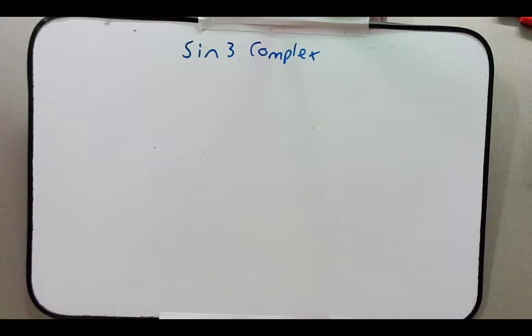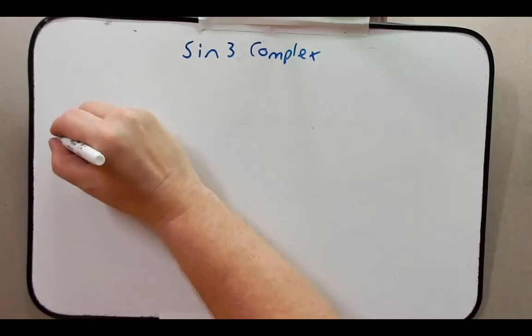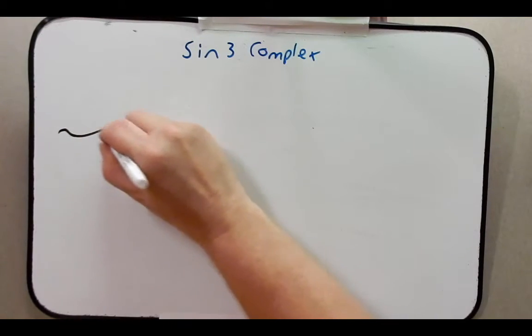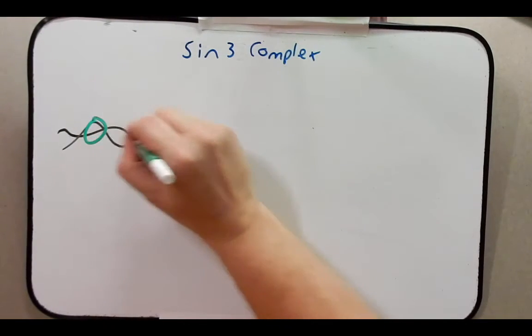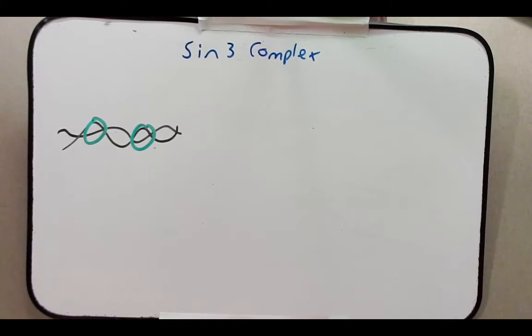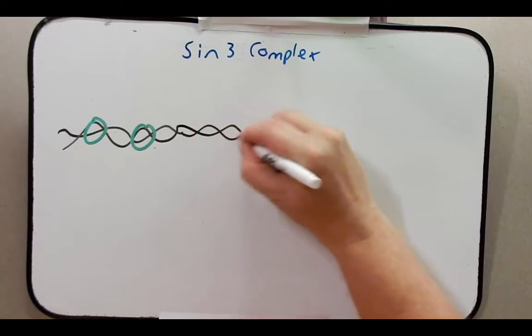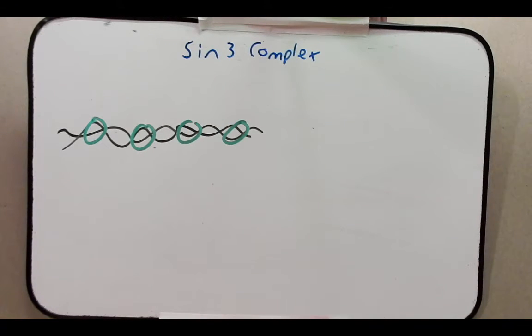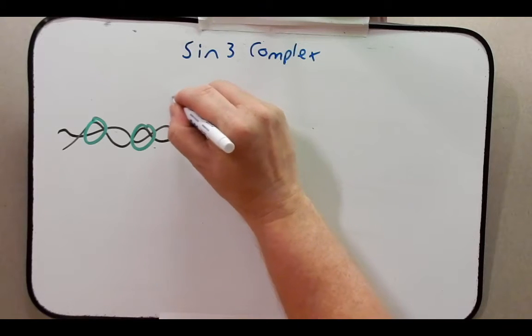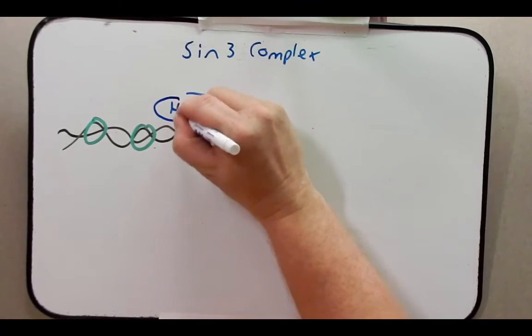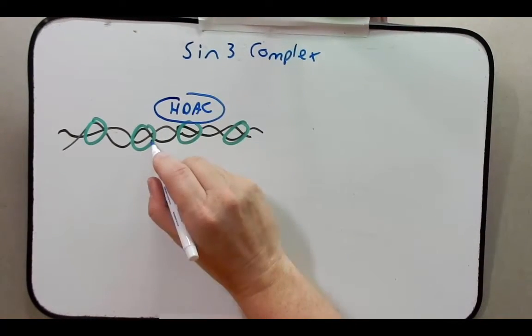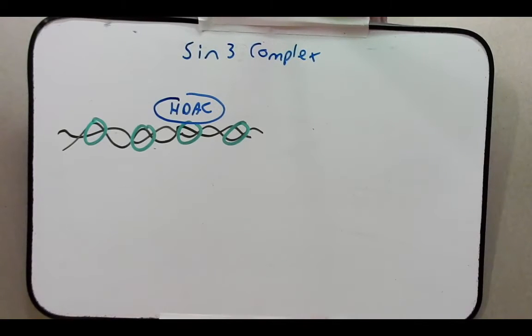Like the NERD complex, SYN3 also turns off gene expression. So let's go ahead and draw a piece of DNA here with some histones on it, like so. Let's make it a little bit bigger. SYN3 largely plays a role in bringing this complex together, and so it will bring in a histone deacetylase to deacetylate these histones.